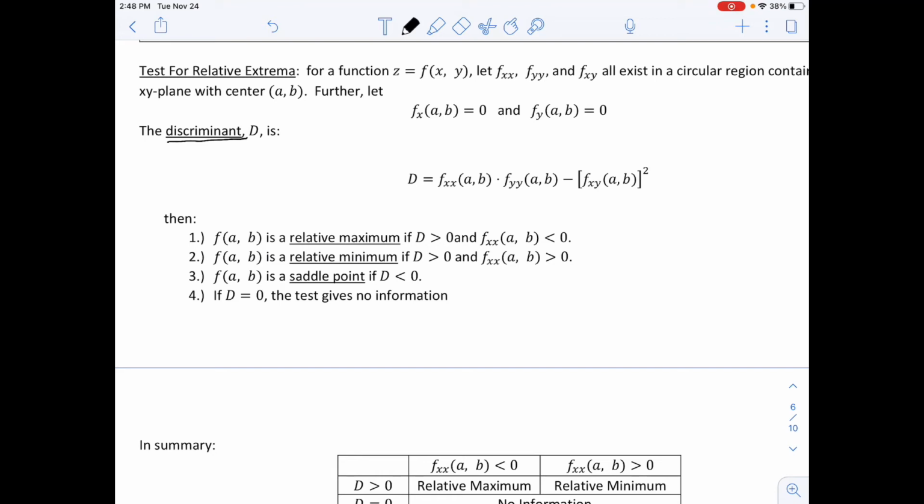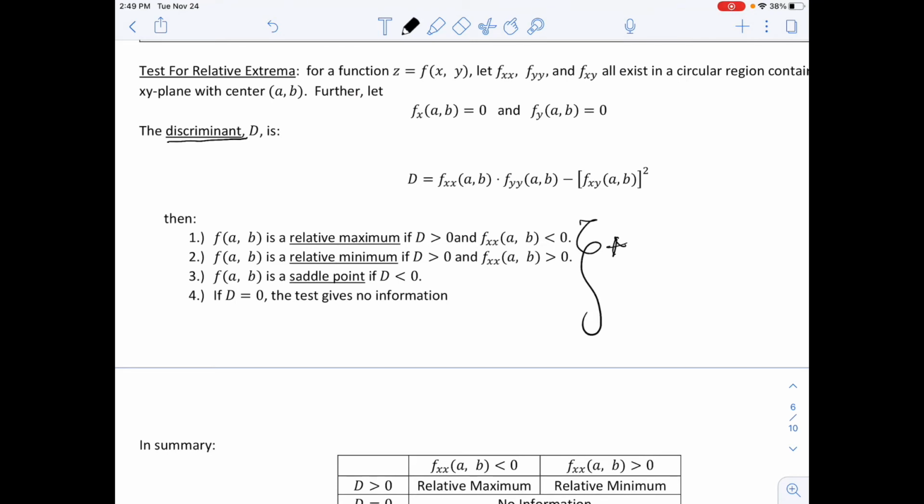And since we're evaluating it at point (a, b), our point is going to be a relative maximum if our discriminant is greater than 0 and our second order partial derivative with respect to x twice is less than 0. And then we have a relative minimum if our discriminant is greater than 0, but our second order partial derivative with respect to x twice is greater than 0. And then we have a saddle point if our discriminant is less than 0, and if D equals 0, the test gives no information, and we'd have to go about it in a different way. We don't really see that in our class.